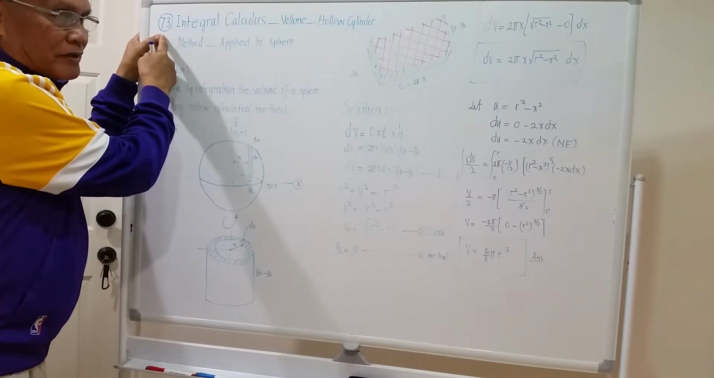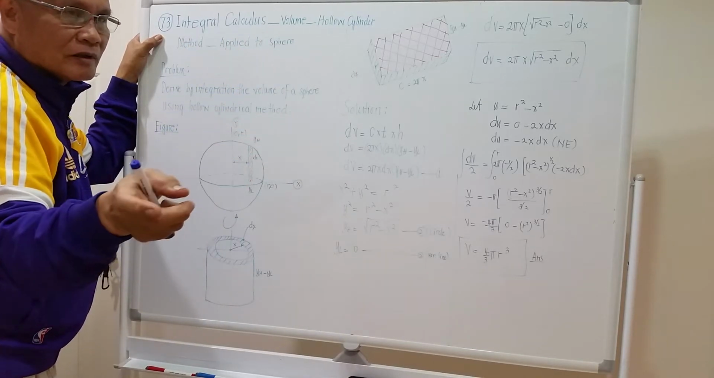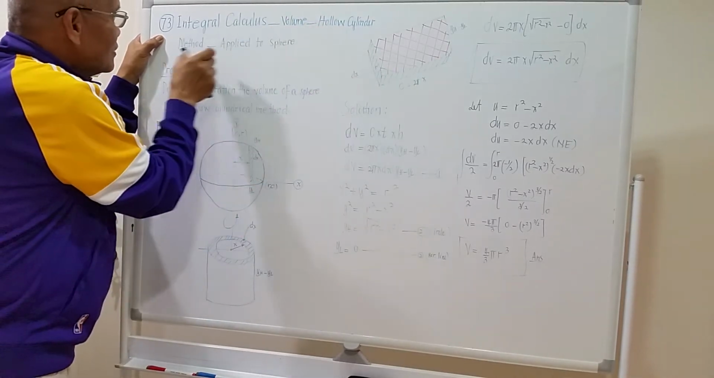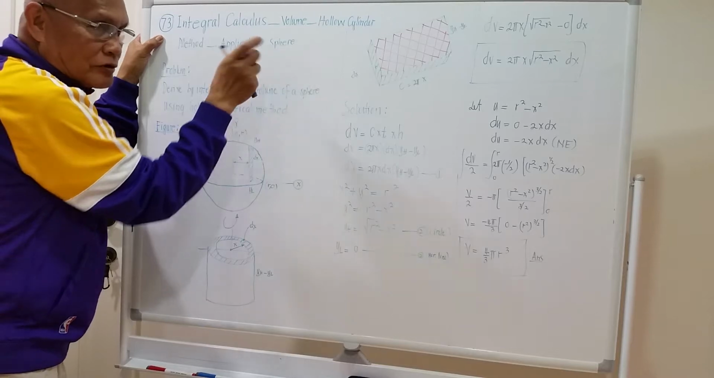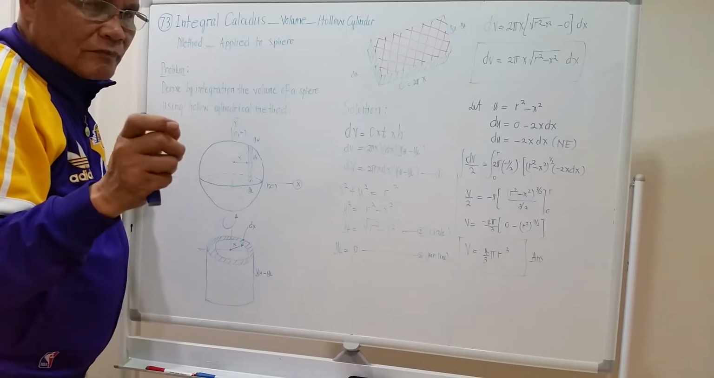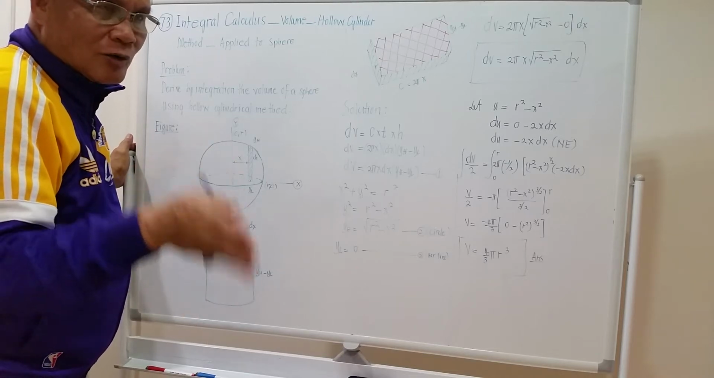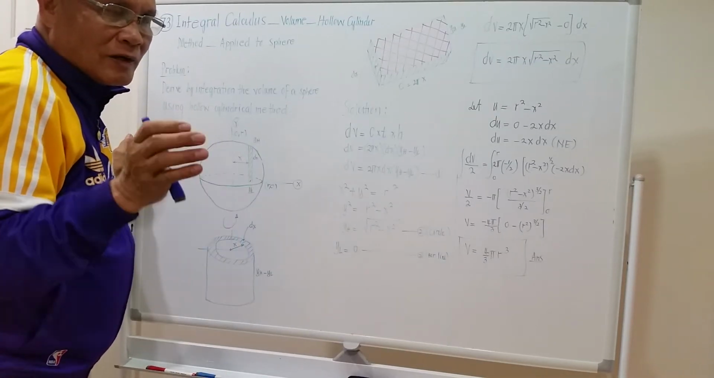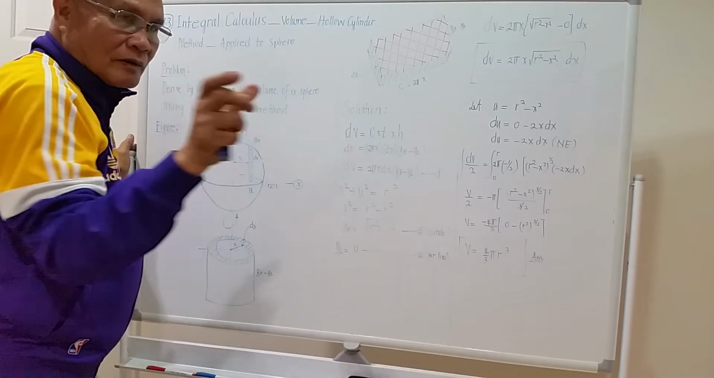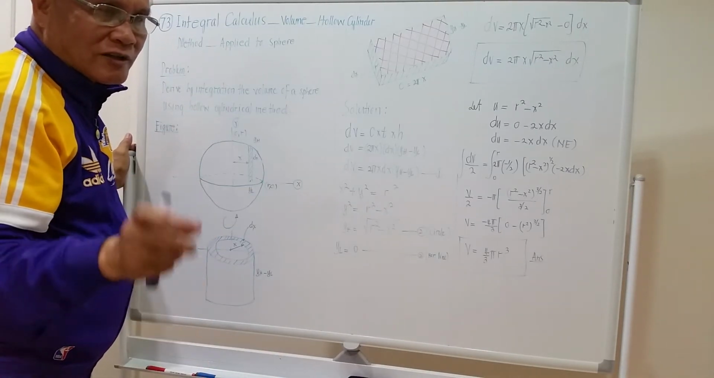Lesson number 73 on my channel. The topic is integral calculus. It is under volume, and the subtopic is the hollow cylindrical method applied to a sphere. We will derive the formula of a sphere by using the hollow cylindrical method. So actually the topic is still the hollow cylindrical method of volume derivation, and we will apply it on a sphere. We will derive the formula for the volume of a sphere as a function of its radius.